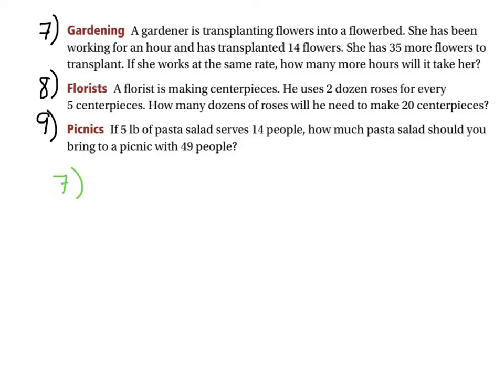Gardening. A gardener is transplanting flowers into a flower bed. She's been working for an hour and has transplanted 14 flowers. She has 35 more flowers to transplant. If she works at the same rate, how many hours will it take her? So with proportions like this, with word problems like this, you want to keep it organized. Okay? So in this problem, I'm going to put flowers on the top. So it's going to be flowers over time equals flowers over time.